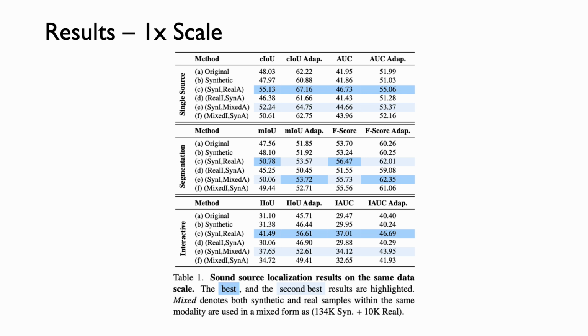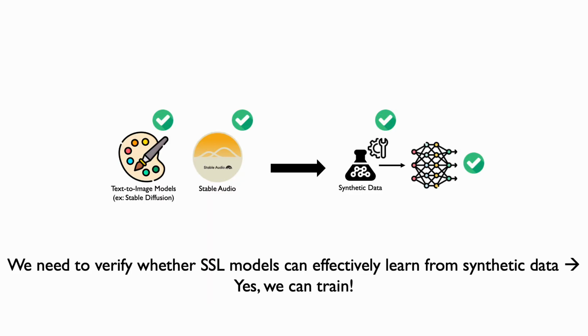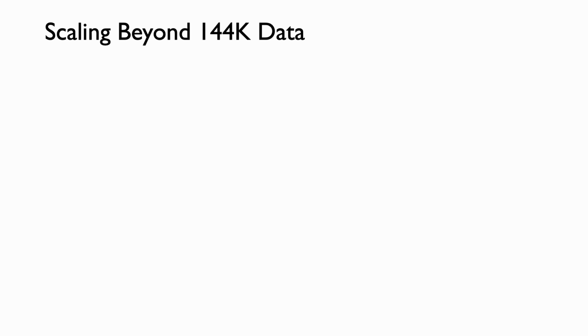Row D shows that pairing real images with synthetic audio is less effective. We hypothesize that noisy visual samples and lower audio generation quality propagate errors during training. These results demonstrate that synthetic data, either alone or combined as synthetic images with real audio, can effectively train sound source localization models.